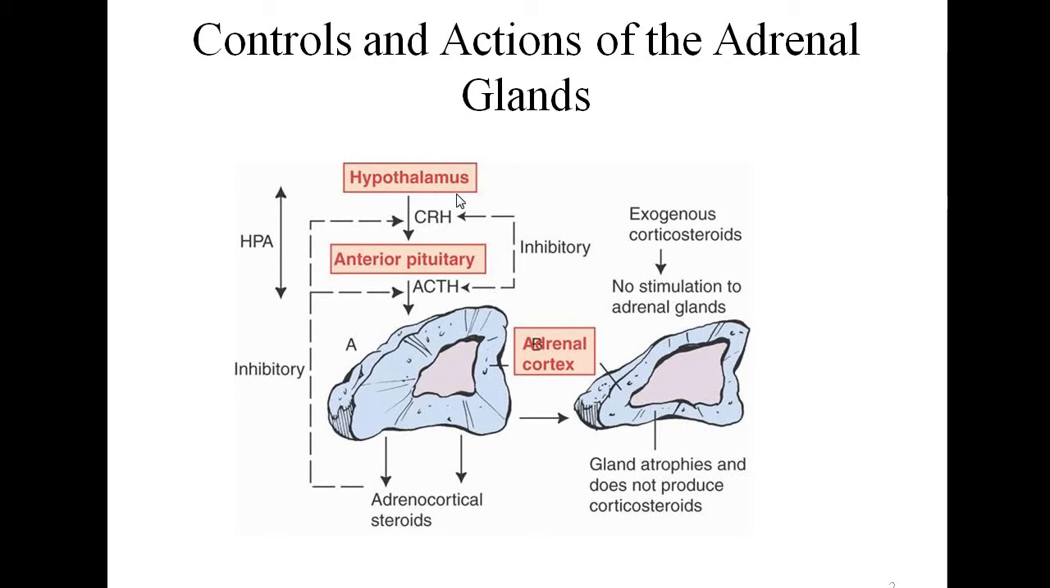A word to be noted here is that when steroids are administered from outside in large doses, there is no stimulation of the adrenal glands, because the exogenous steroid is going to inhibit the hypothalamus pituitary adrenal axis. So the adrenal gland atrophies and does not produce corticosteroids.